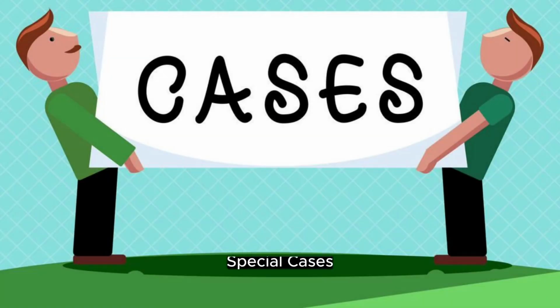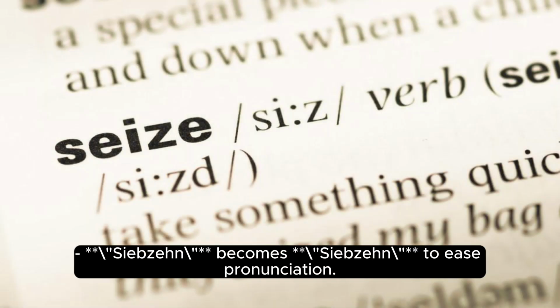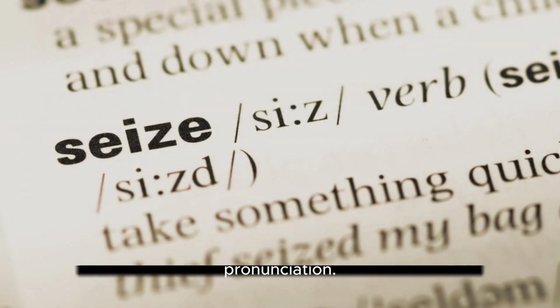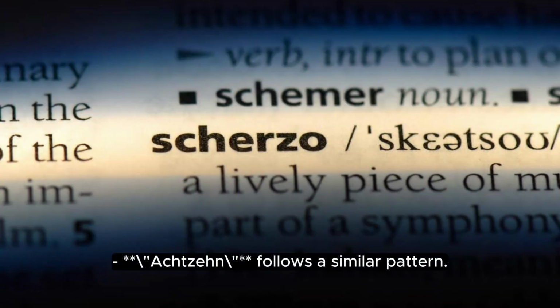Special cases. Siebzehn becomes siebzehn to ease pronunciation. Achtzehn follows a similar pattern.